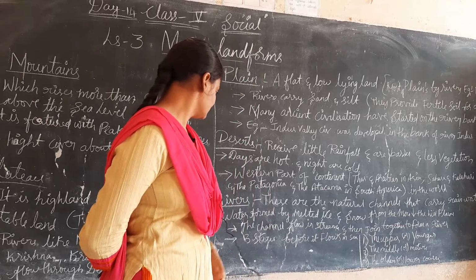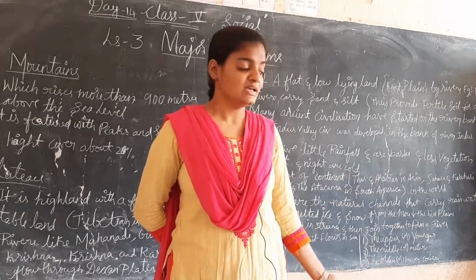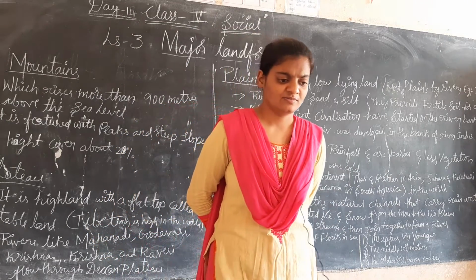Next, this is about deserts. Next, rivers. What are rivers, children?